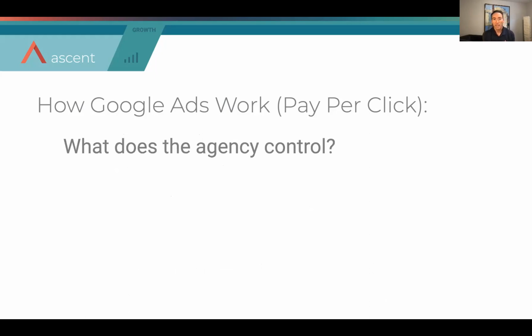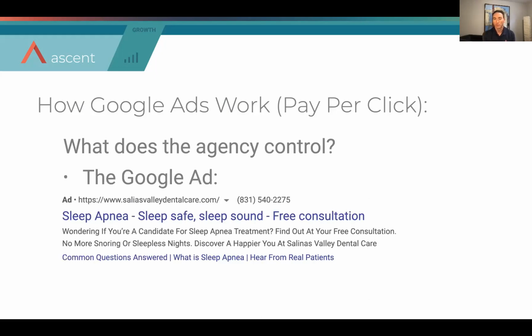All right. Next, let's talk about what the agency controls. If you work with a company like ours, we actually have a lot to do with the success of the campaign. The practice has a big job at the end that I'll talk about, but the agency really controls most of the success of the campaign. First of all, they control the Google ad itself. Now, the Google ad has to be approved by Google.